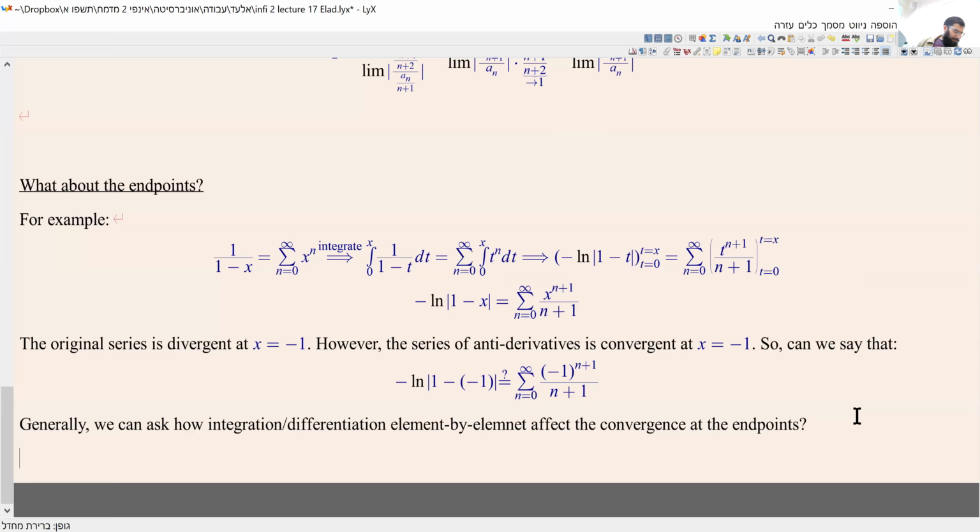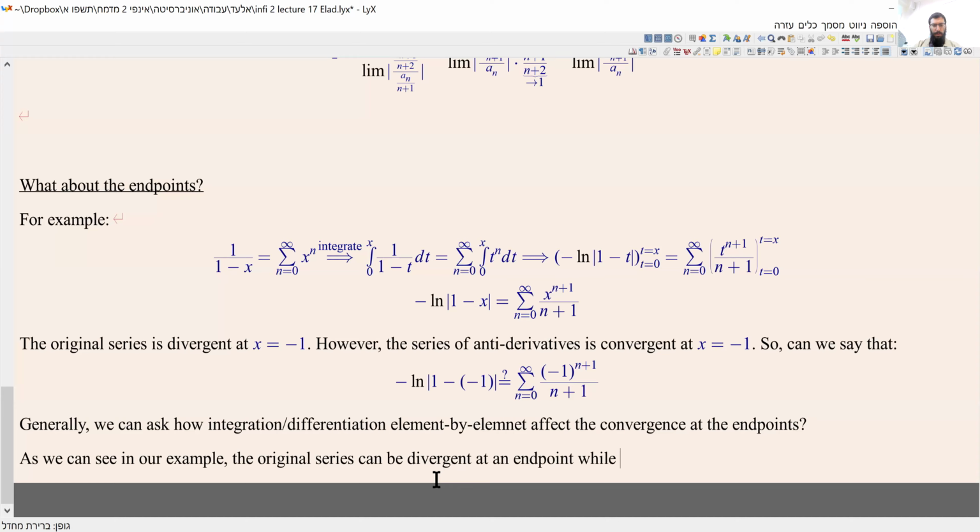Without proof, but kind of an explanation. As we can see in our example, the geometric series, the original series can be divergent at an endpoint, while the series of antiderivatives after integration element by element is convergent there.